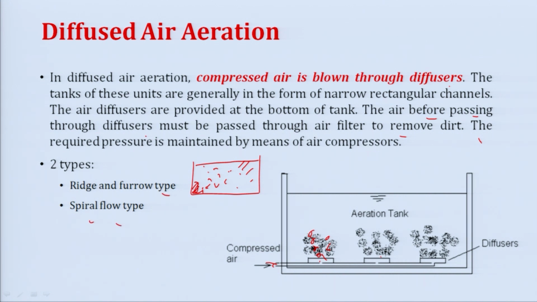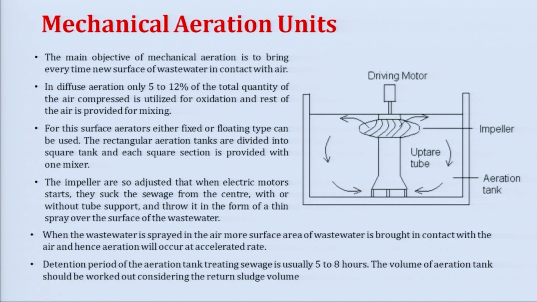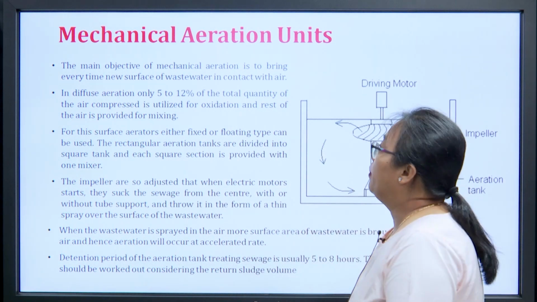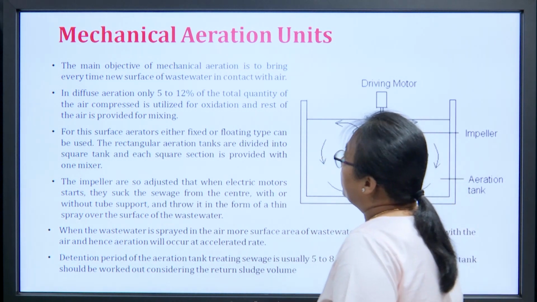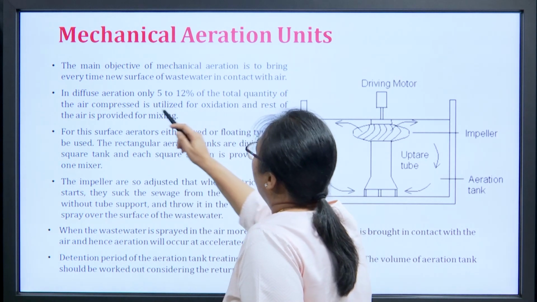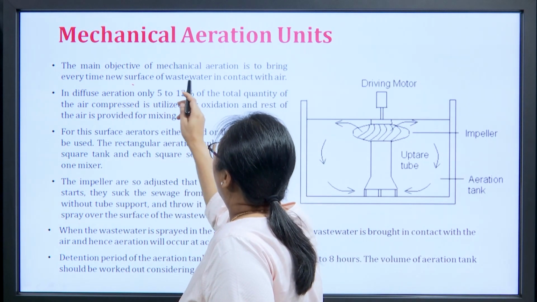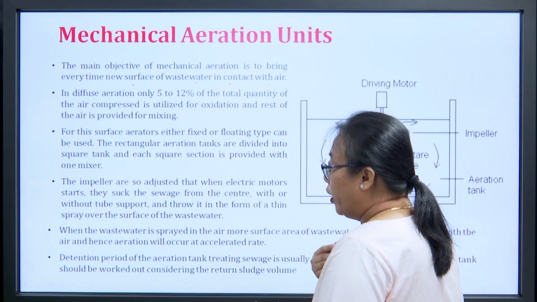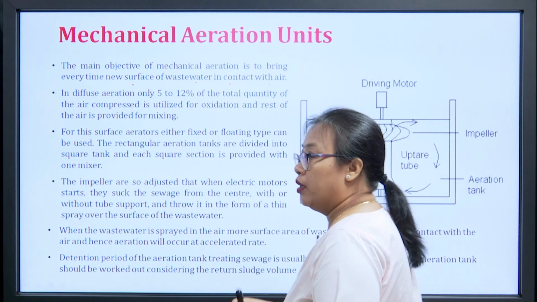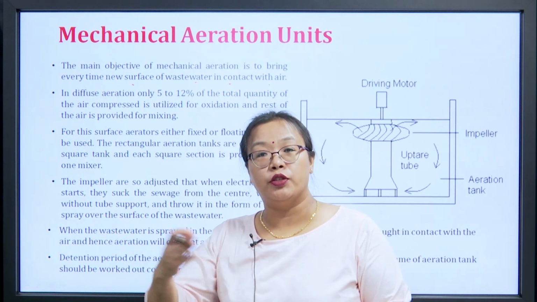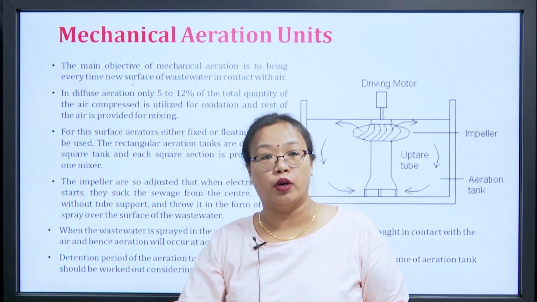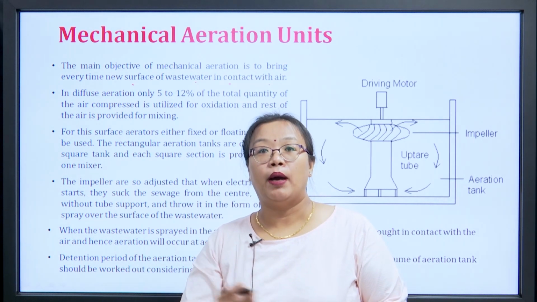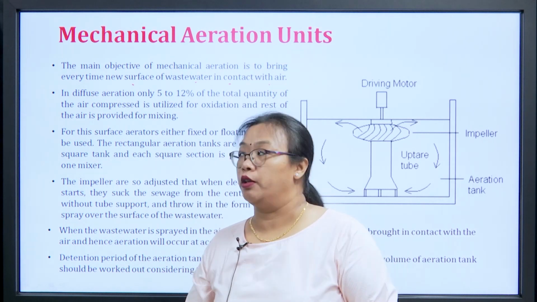Okay. Now let us come to the next aeration unit, that is the mechanical aeration unit. In a mechanical aeration unit, the main objective of mechanical aeration is to bring every time a new surface of wastewater in contact with air. So what is happening is you are actually moving the wastewater so that the wastewater comes in contact with the air. That means you are physically moving the wastewater, right.